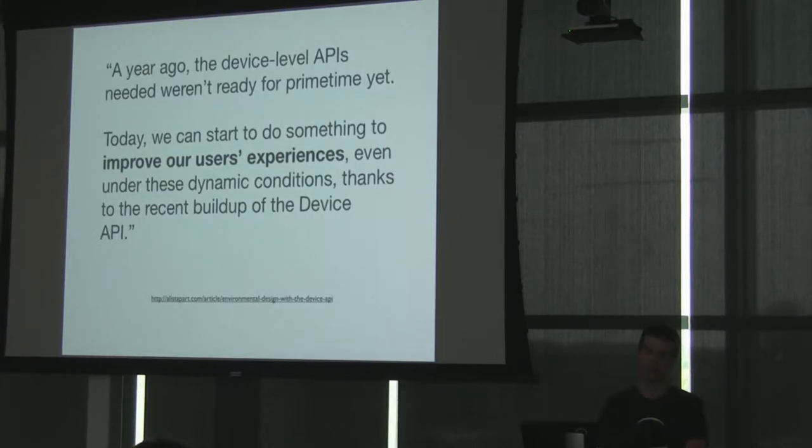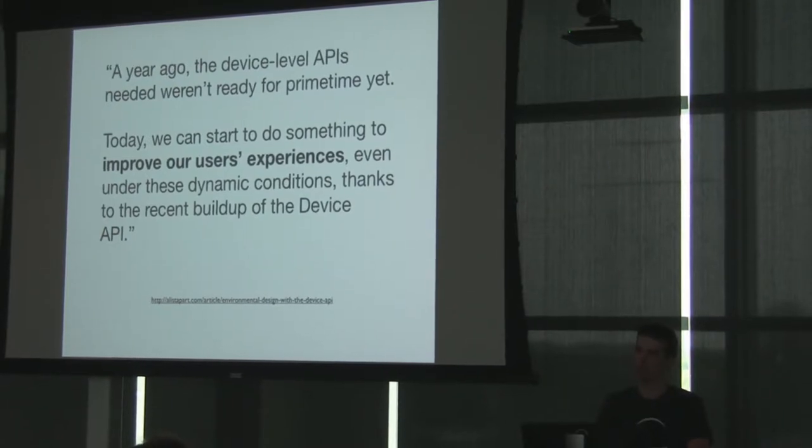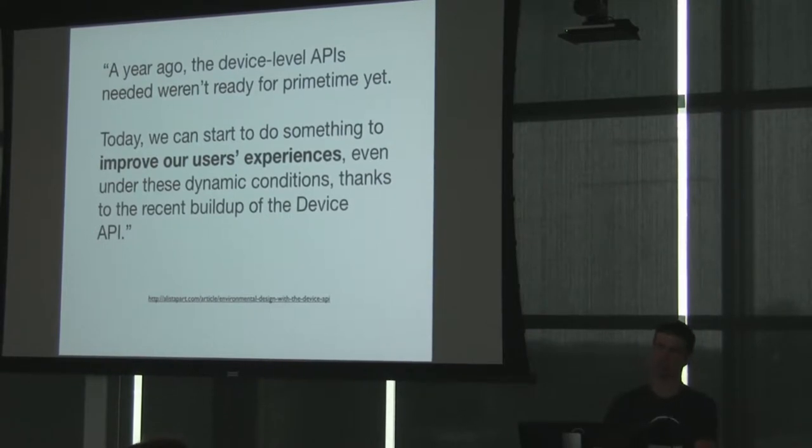So he advocated building websites with a number of these sensor inputs, but generally you need to get access to those through native APIs. So it's going to be different on iOS, on Android, on Windows Phone, et cetera. But one of the things that he said is that now, thanks to the buildup of the device API, you can do a lot of this stuff in web technology.